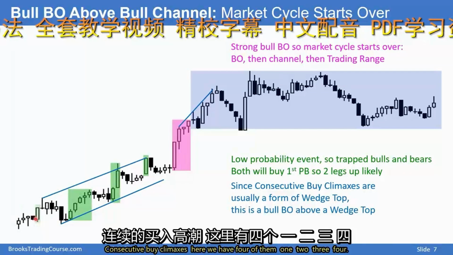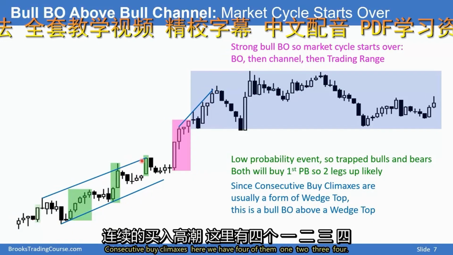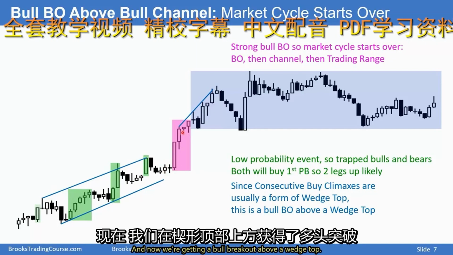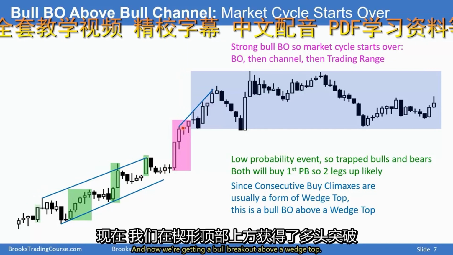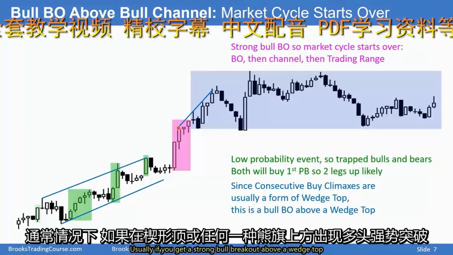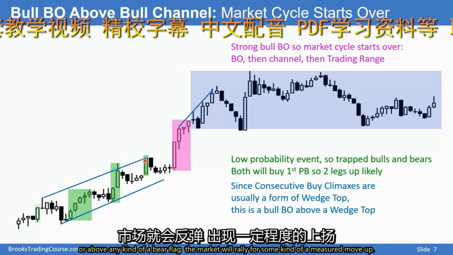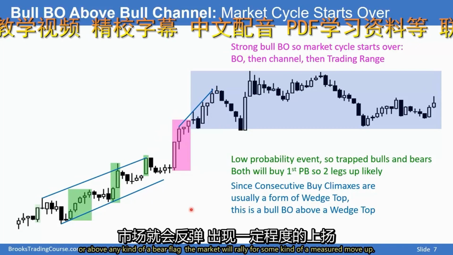Consecutive buy climaxes, here we have 4 of them, 1, 2, 3, 4. It's a type of a wedge top. And now we're getting a bull breakout above a wedge top. Usually, if you get a strong bull breakout above a wedge top, or above any kind of a bear flag, the market will rally for some kind of a measured move up.